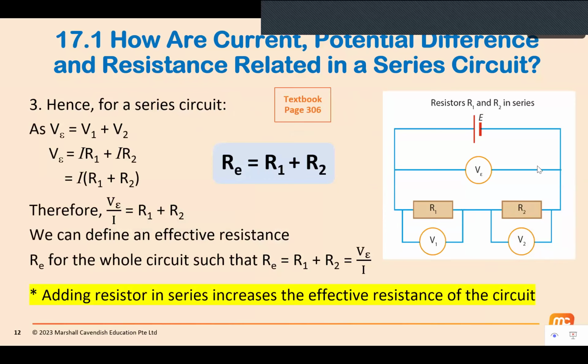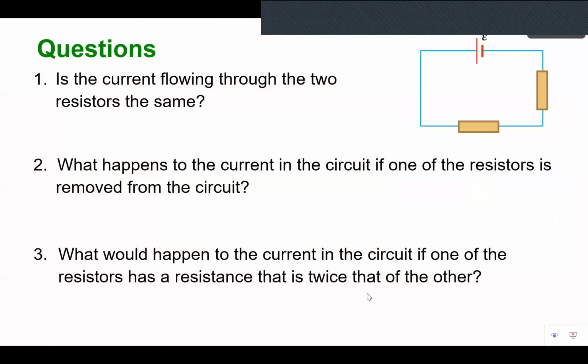Just take note that if I add one more resistor, which is in series again, then the total resistance will be R1 plus R2 plus R3. So adding resistors in series will actually increase the total resistance of the circuit. Okay, let's move on to do some questions.